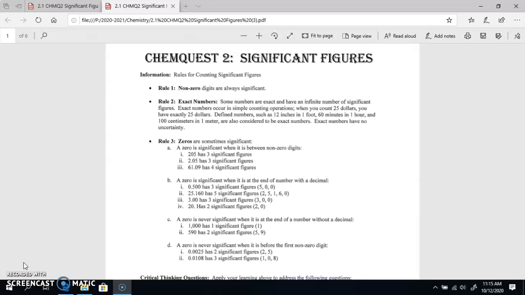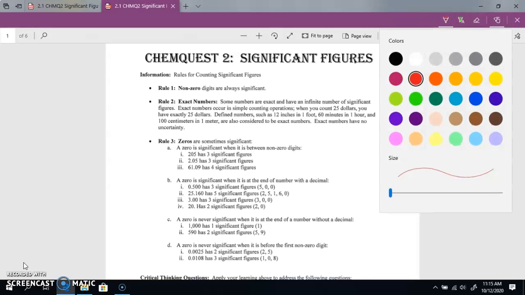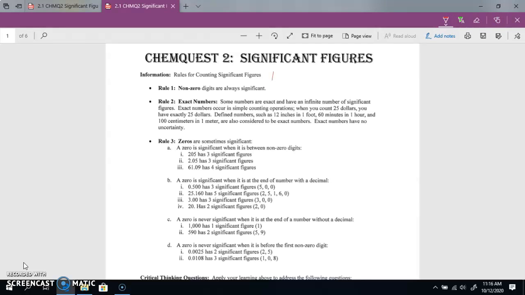Rule number one is the simplest. Rule number one says that any non-zero digit is always significant. So let me give you a couple of examples right here. If I were to give you the number 111, that would have three significant figures because it has three non-zero digits in it. If I were to give you the number 11, that would only have two significant figures. So you can see that rule is pretty simple. Rule number one, non-zero digits are always significant.